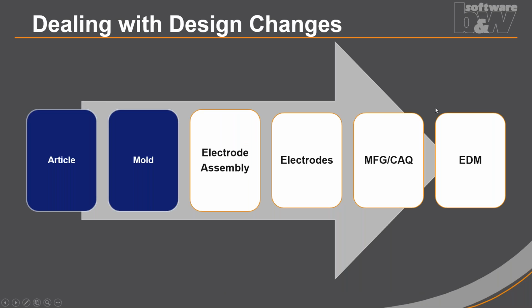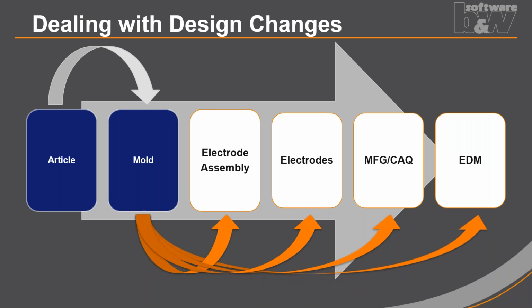Let's have a look now at a different task in electrode design. Design changes are some kind of daily business for the electrode designers, and every design change has an impact on the entire data created in the follow-up process. So this means the whole data has to be checked and updated. So we have a design change in the article. This means it has to be updated in the mold, and then all the data in the following steps has also to be checked and updated.